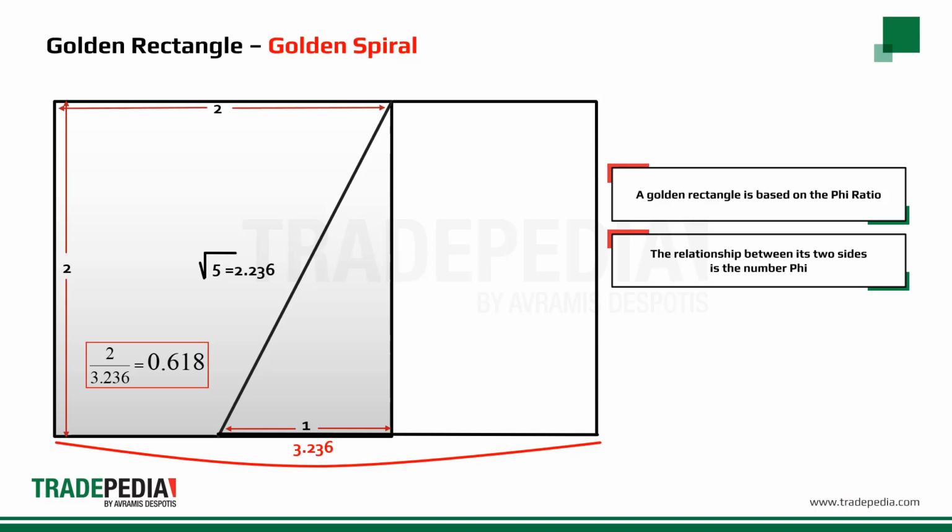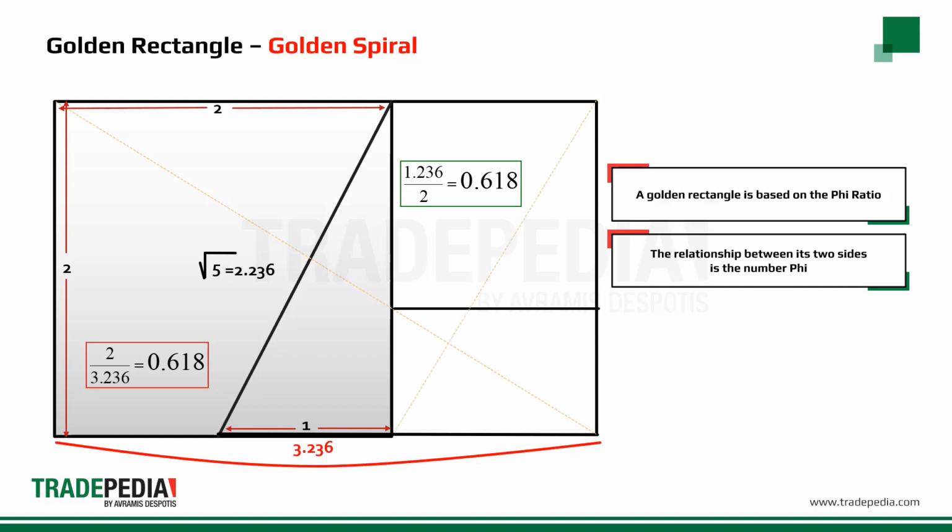Now look at this. If we now draw a diagonal across the whole rectangle, where it crosses the line, it's again the golden ratio. Here we have another rectangle where the one side is 2 and the other side is 1.236. Now, if we divide 1.236 with 2, again we get the number 0.618. So again, we have a golden rectangle.